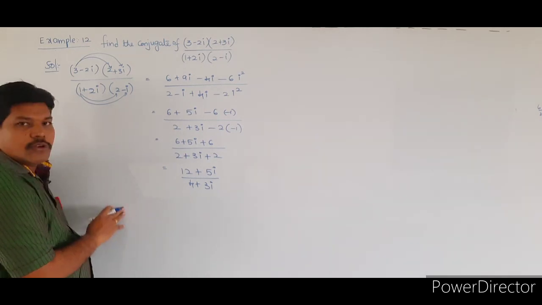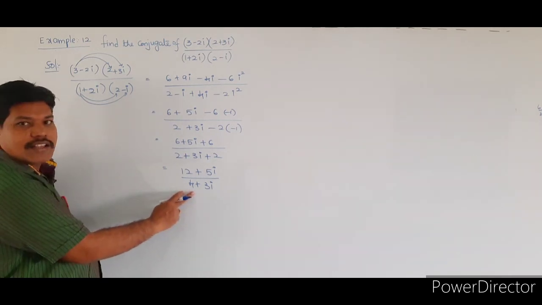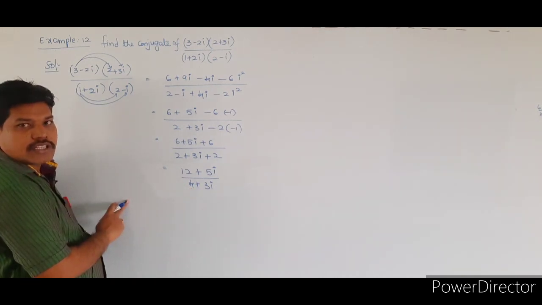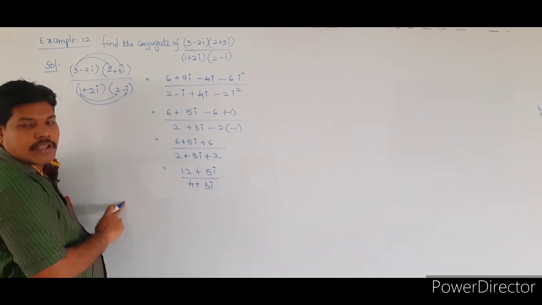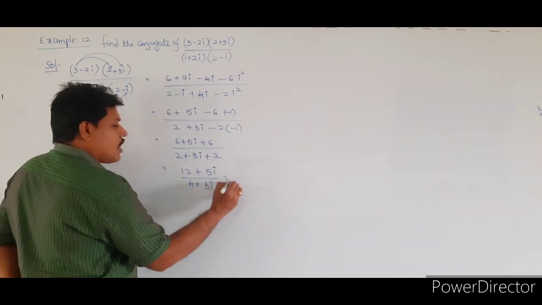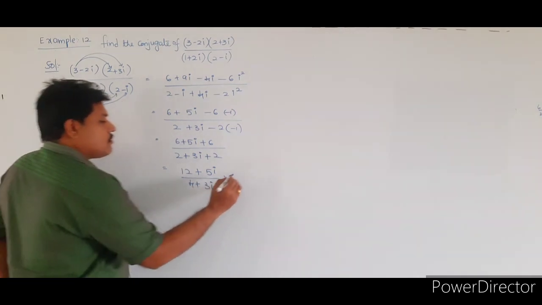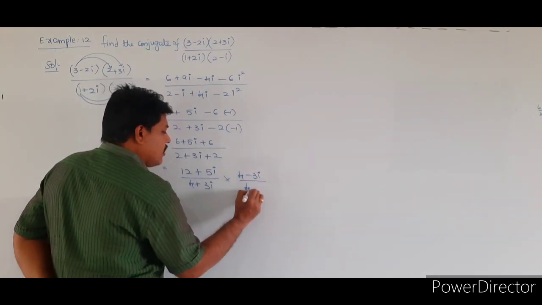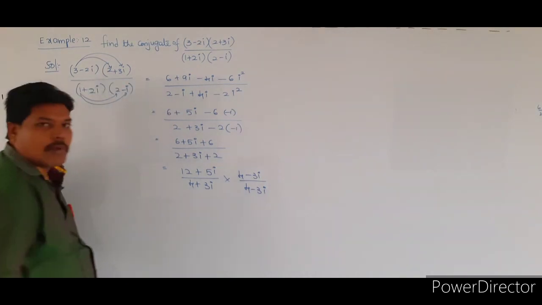Next, you can observe that in the denominator it is a complex number. What is that complex number? It is 4 plus 3i. So we have to rationalize that. That is what I will do. So just multiply and divide with 4 minus 3i.